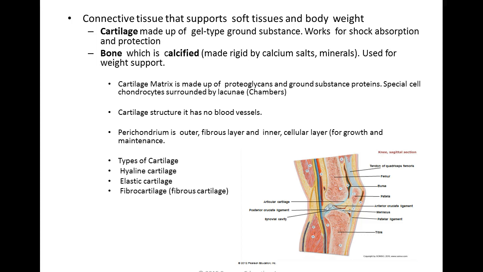Bone is calcified connective tissue. You have calcium salts and minerals that come in and make bone the strong tissue it is. And remember, we will talk about this material again when we talk about the skeletal system. With regard to cartilage, you have ground substance and chondrocytes. No blood vessels to cartilage. It's avascular. And I will pick this up on the next one.